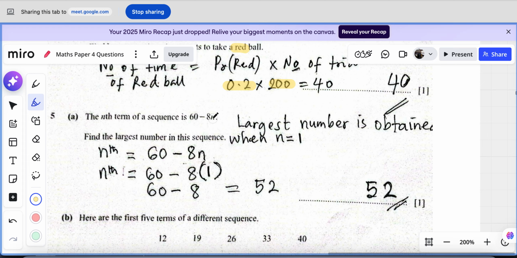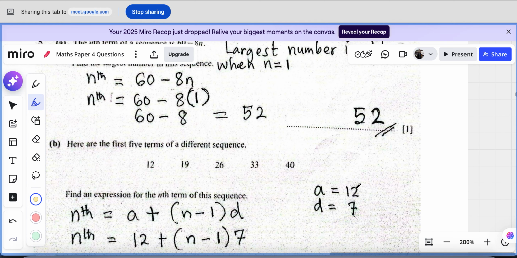We don't start from 0 anyway, so n has to be 1. The nth term equals 60 minus 8n. So the nth term equals 60 minus 8 times 1, because n equals 1. 8 times 1 is 8, and 60 minus 8 equals 52. So the largest number in the sequence will be 52.